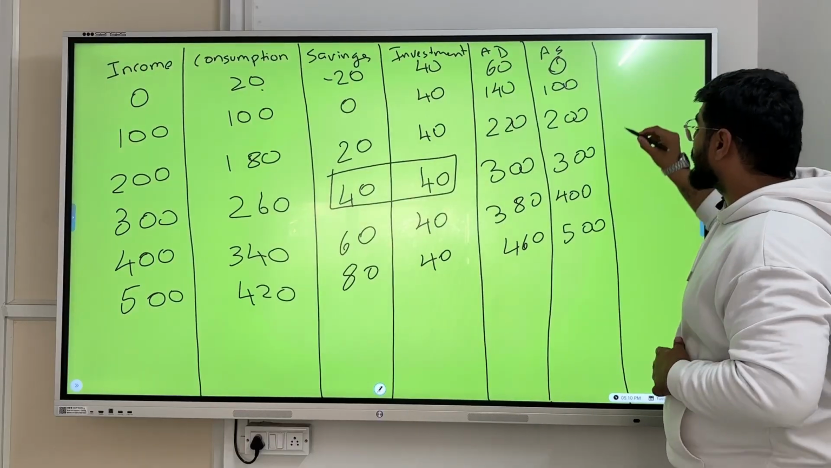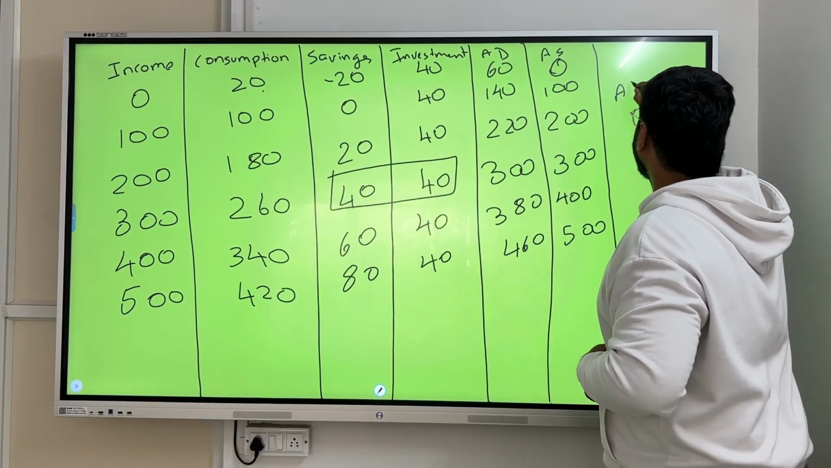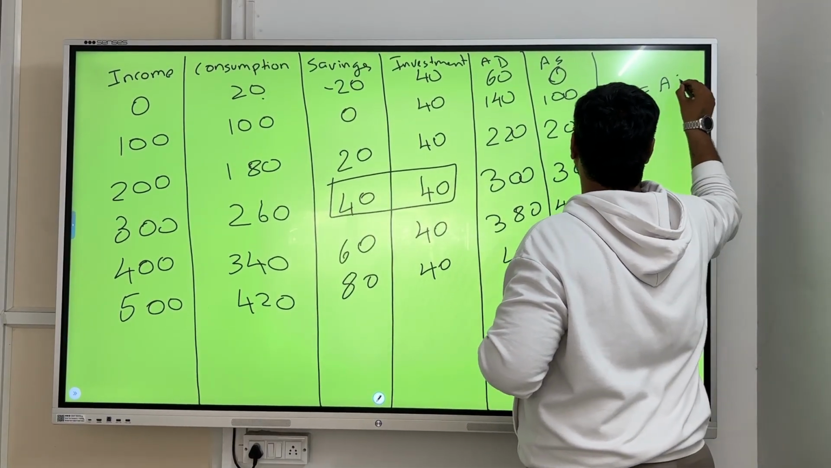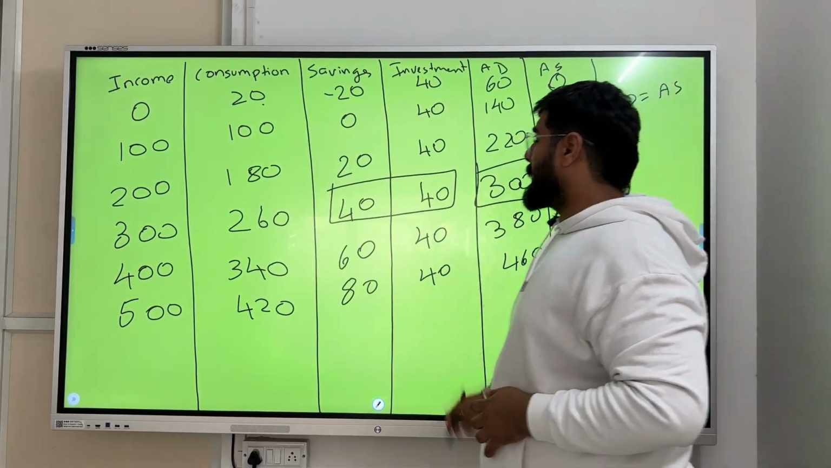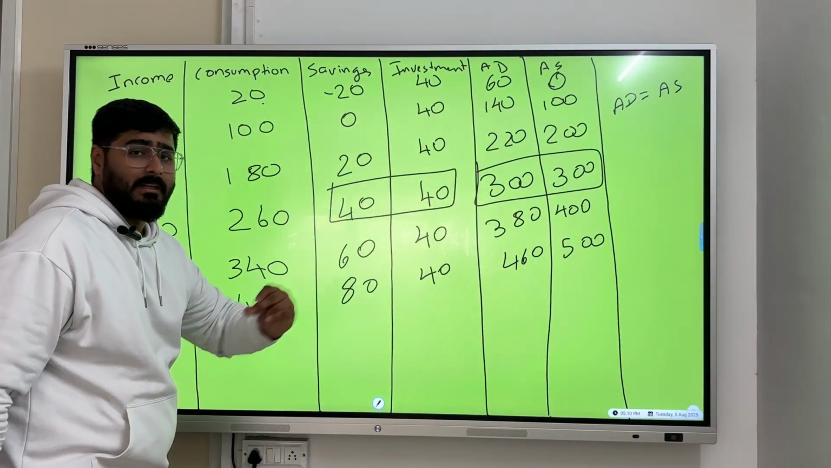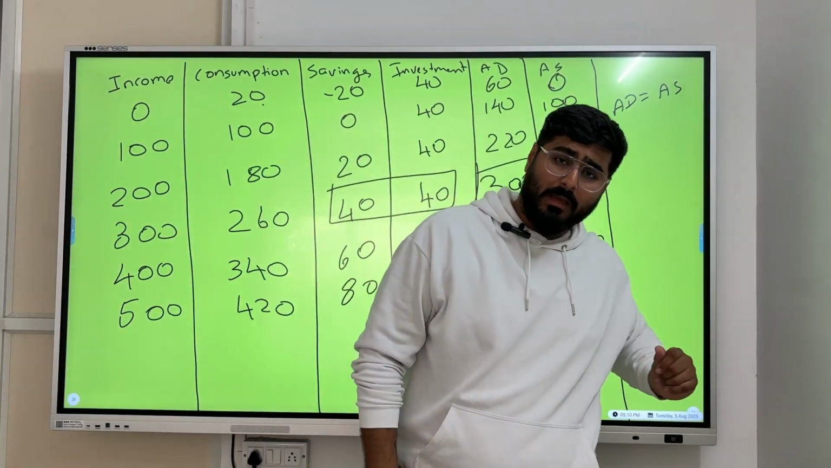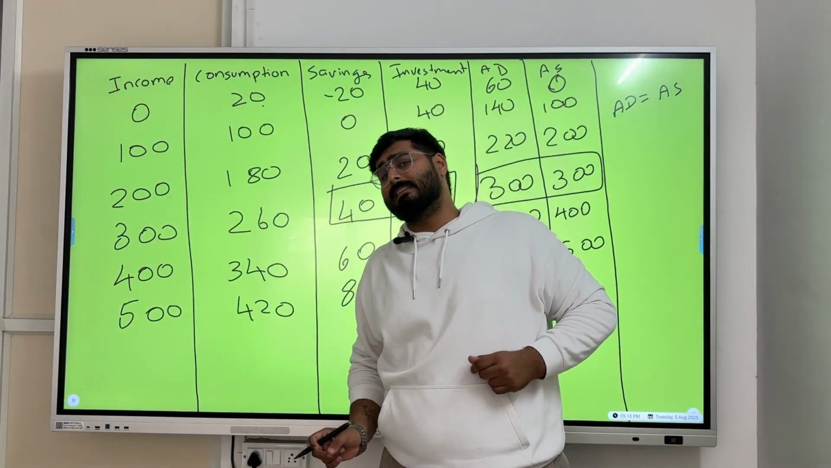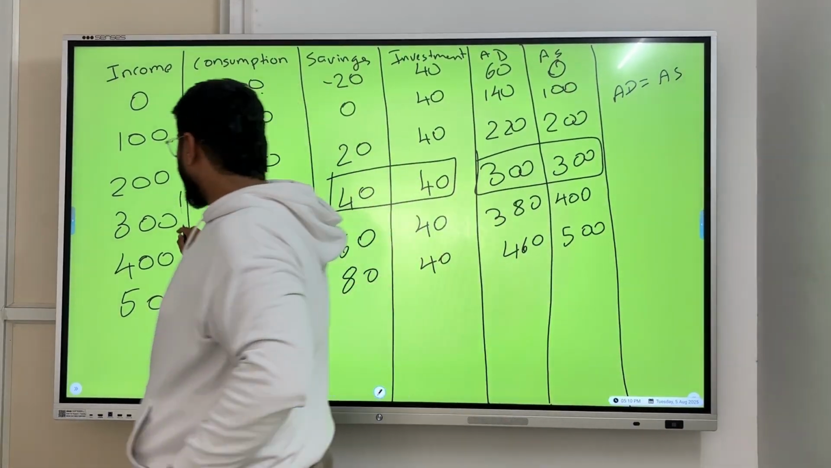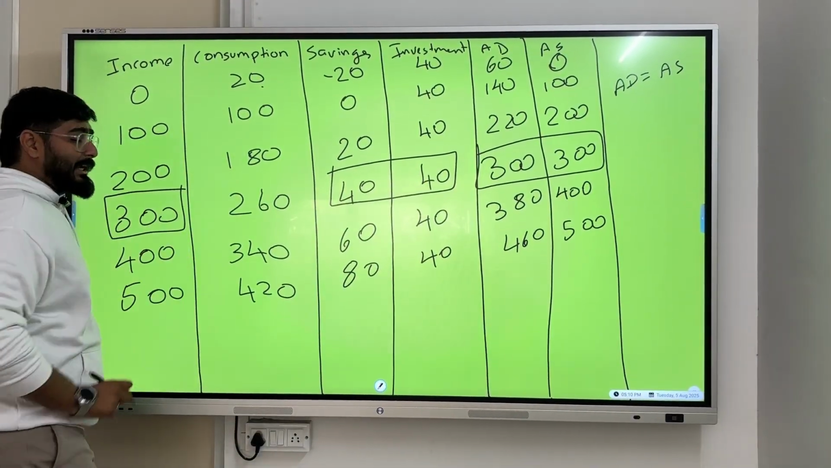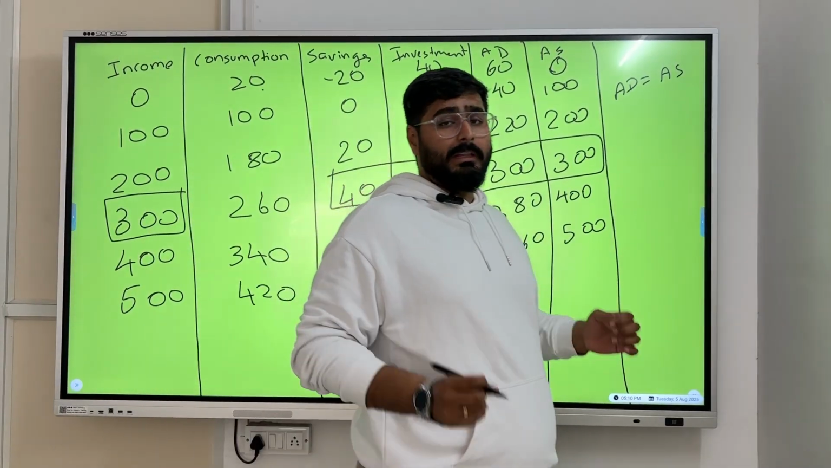So what was the equilibrium condition? Aggregate demand is equal to aggregate supply. Do I find it somewhere? Yes, over here. That means both conditions, aggregate demand equals aggregate supply and savings equals investment, are fulfilled. So 300 is my equilibrium level of income.